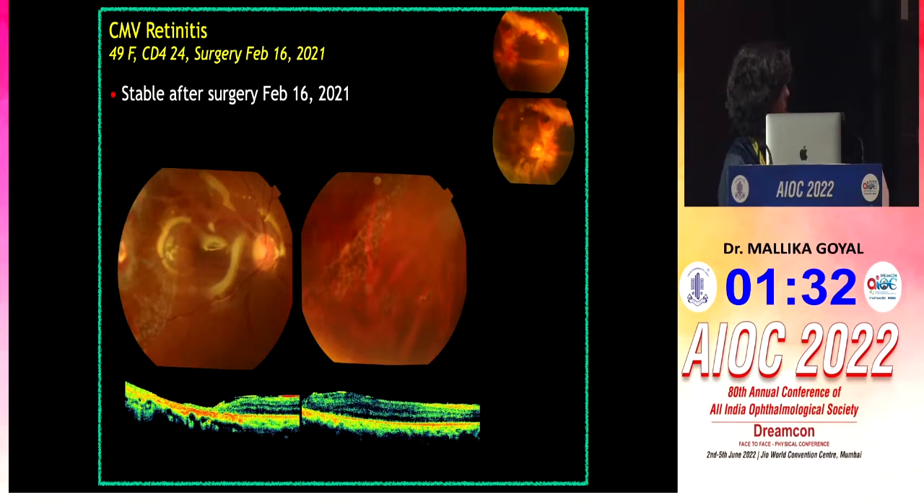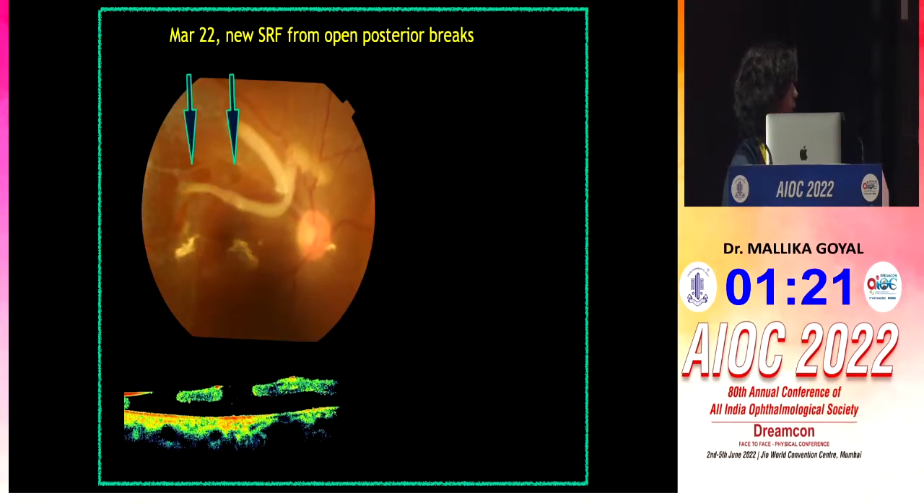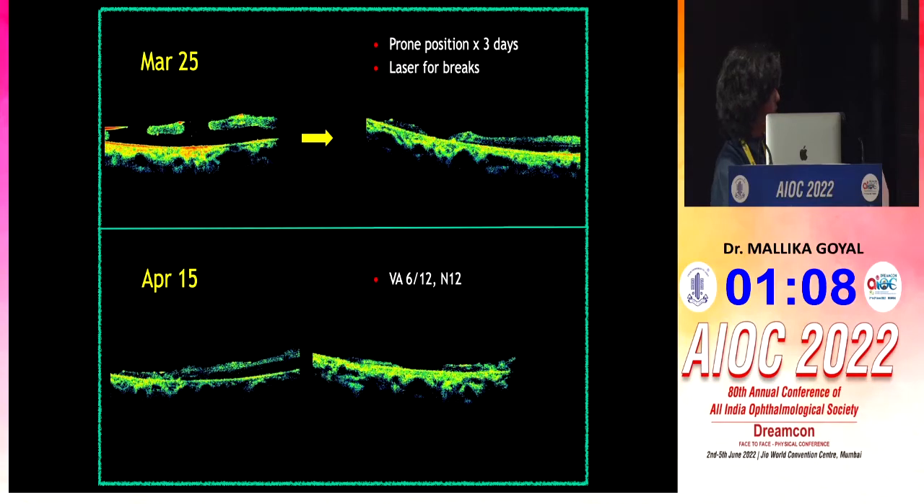Now this is the last situation, a very interesting case which I wanted to show. HIV positive patient with very low CD4, 24 only. We operated, she's doing well. She started like that on the top, but within 2 weeks we could operate her. And then you see post-operatively, she develops new breaks here, which lead to a detachment. So now instead of reoperating, we decided to prone position her for these breaks. And within 3 days, you see the breaks have closed, and now we could laser these breaks.